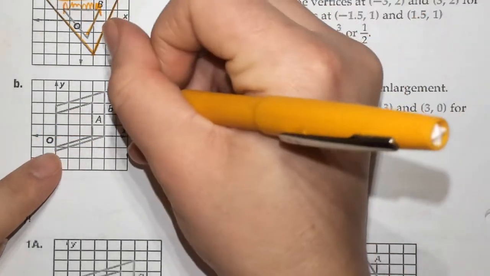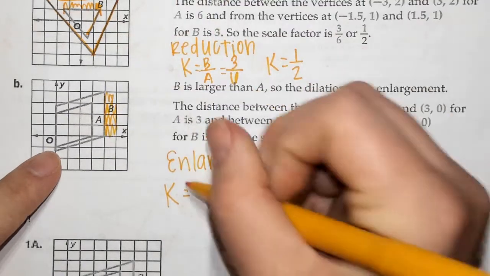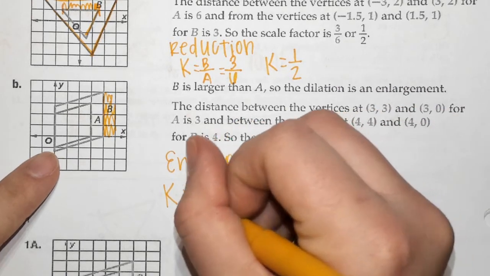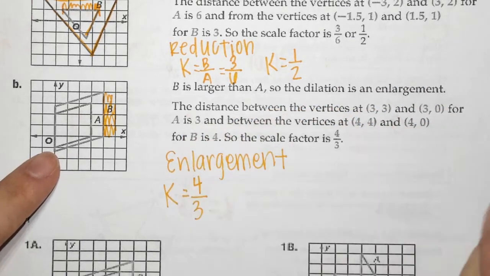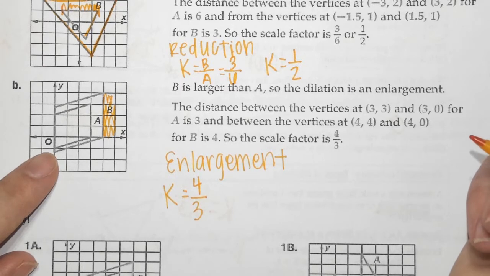So count B first. What's the distance of B? 4. What's the distance of A? That's it. No, I want it as that scale factor.